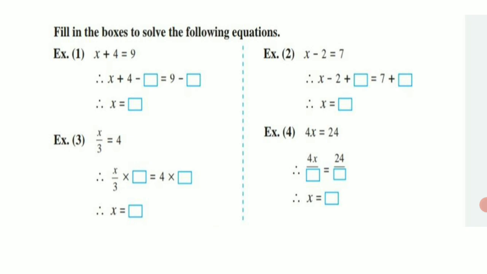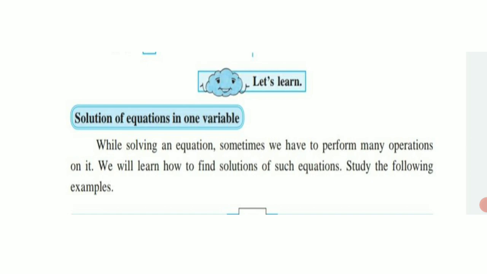That means in these 4 examples, we add the same number to both sides of the equation, we subtract the same number from both sides of the equation, we multiply by the same number on both sides of the equation, and lastly, we divide by the same number on both sides of the equation.